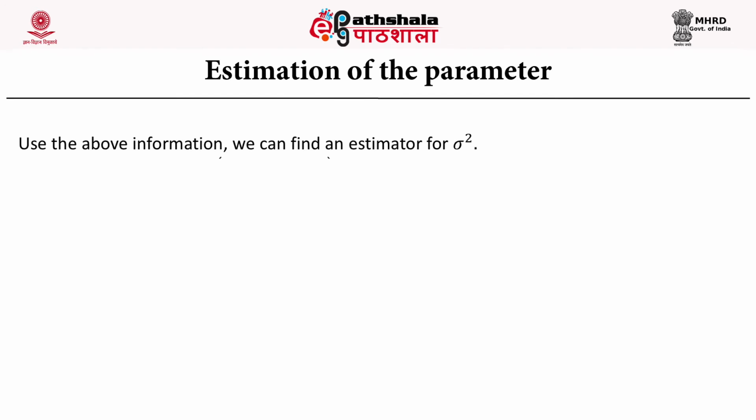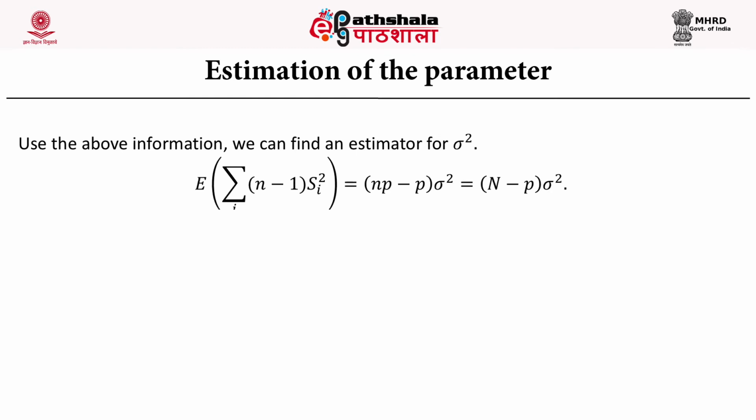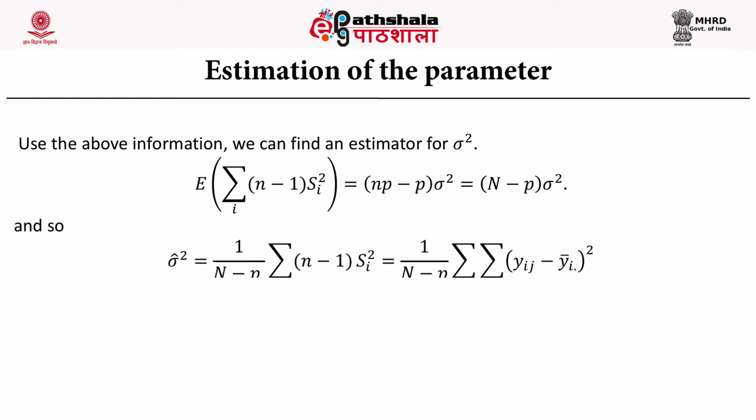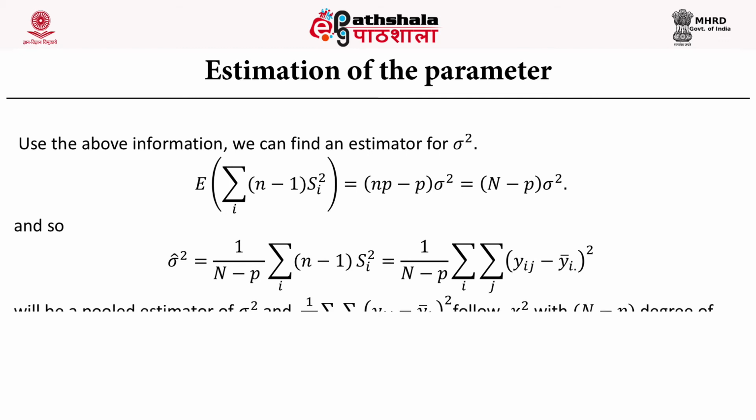As we know, for the property of unbiasedness, if you take the expectation of the estimator and it comes out equal to the parameter, then we can say that the parameter is estimated by this particular function. That function is called an estimator. So here we take the expectation of the summation of (n minus 1) Si square, which comes out to be (n minus p) times sigma square. So sigma hat square is equal to 1 upon (n minus p) times the summation of (n minus 1) Si square, which is the pooled estimator of sigma square.